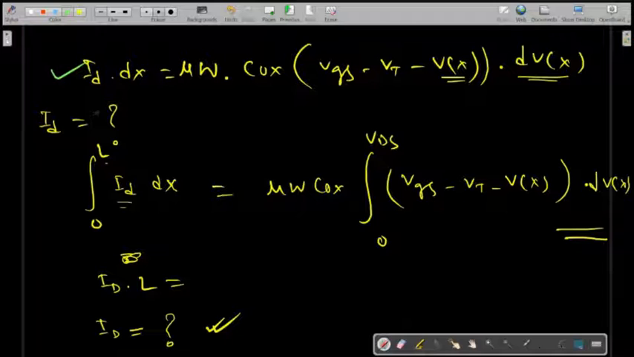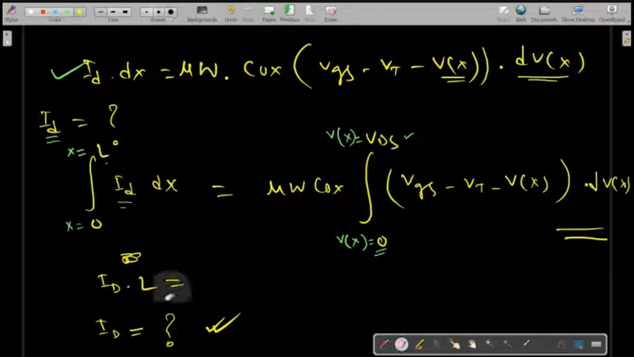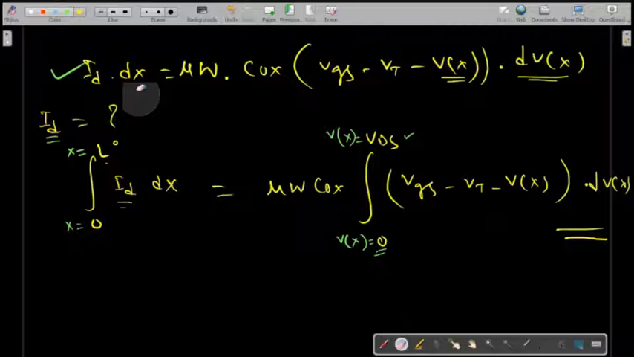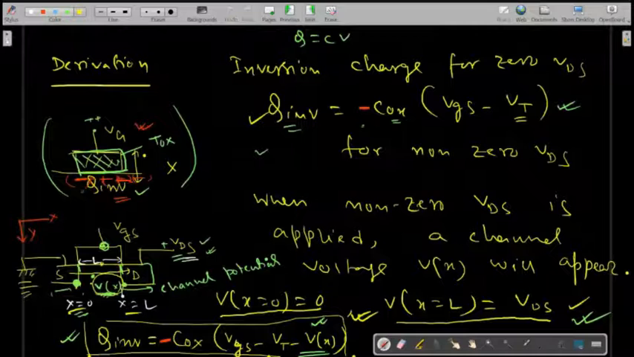Now we are going to calculate the current. For that we have to integrate this, from x equal to 0 to x equal to L, and here V of x goes from 0 to VDS. That means at x equal to 0 the voltage is 0, and at x equal to L the voltage is VDS. So you have to solve this equation. Can you tell me what result you are getting? See, ID is the same current flowing throughout the channel, so ID is constant. The same current is flowing from source to drain, or rather from drain to source actually.